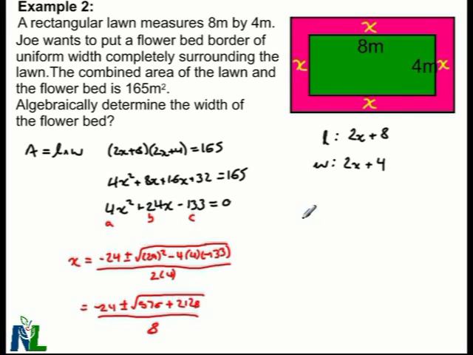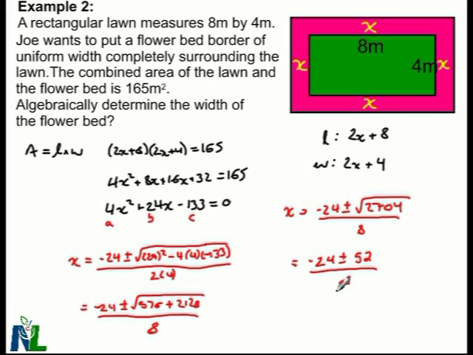Going a step further, x equals negative 24 plus or minus the square root of 2704, all over 8, equals negative 24 plus or minus 52 over 8, which will give me two answers of a negative 9.5 meters or a positive 3.5 meters. If we think about the context of this problem, negative answers don't make sense for length, so we would need to reject the 9.5, thus having the width of the garden be 3.5 meters.